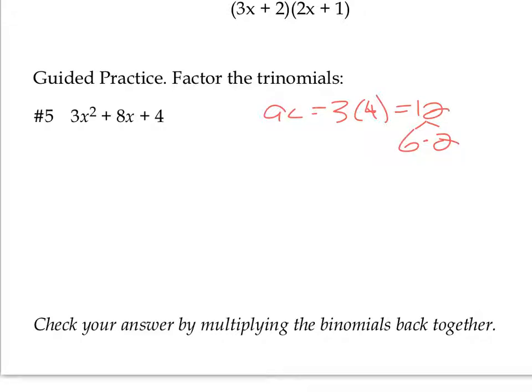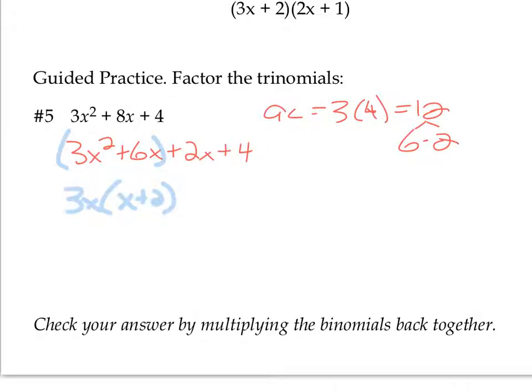So that means I'm going to rewrite this as 3x squared plus 6x plus 2x plus 4, right? The 6 and 2 here, that are the numbers that multiply to give me 12 from the AC method and add up to 8, are going to then be my coefficients here in front of the x's. Okay? So now I want to group this. I'm going to take these two terms here, and I'm going to figure out my greatest common factor is 3x, and then I'm going to be left with x plus 2. And then I'm going to take my second grouping there, and I'm going to factor out a 2. So plus 2, and then I've got x plus 2.